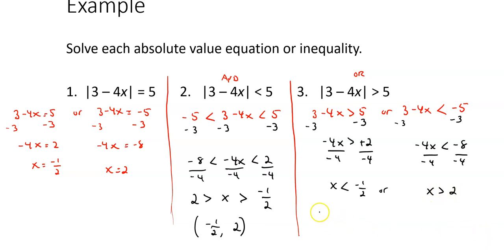Greater than 2. Right, so I go from negative infinity to negative 1/2, and then pick up values on the other side from 2 to infinity.